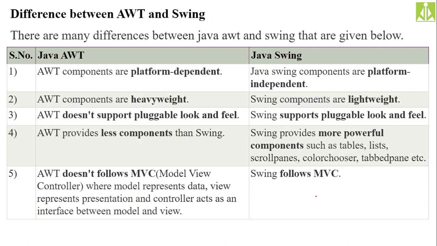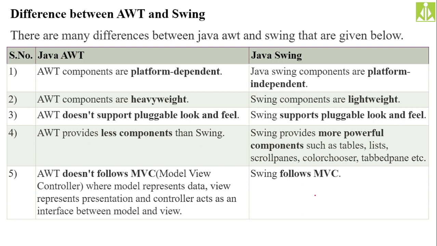So here are some of the differences between AWT and Swing that we have listed out. As already discussed, your AWT components are platform dependent because they use many of the operating system components in order to execute. Whereas your Swing components are platform independent. They don't interact with the operating system components during execution. That's the reason your Swing components are platform independent.